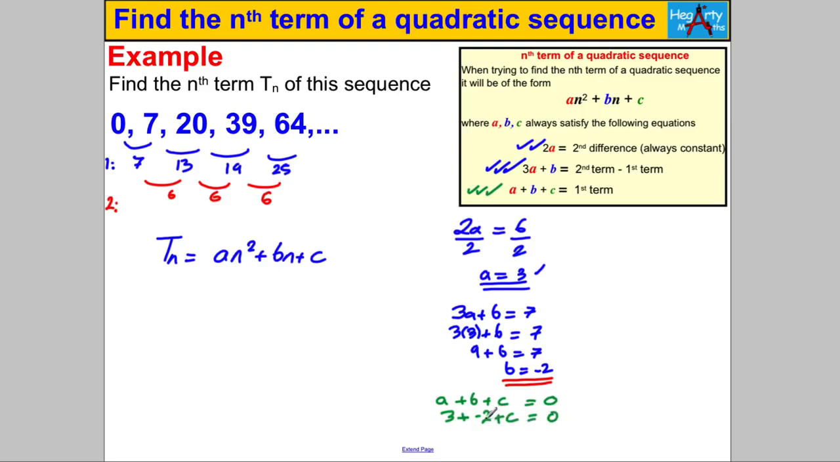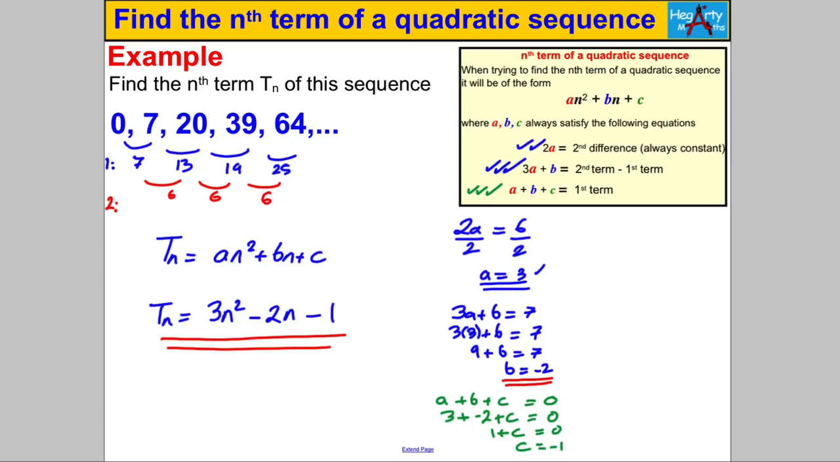3 add negative 2 is just like 3 take away 2 is 1. So this is 1 add c equals 0. Subtracting 1 off both sides, c is negative 1. And there you go, I have found everything I need. The nth term is therefore an squared, so 3n squared, plus bn, well b is negative 2, so negative 2n, and then add c, so add negative 1, i.e. subtract 1. And there you go, the nth term of this quadratic. And we're done. Thank you very much for watching.